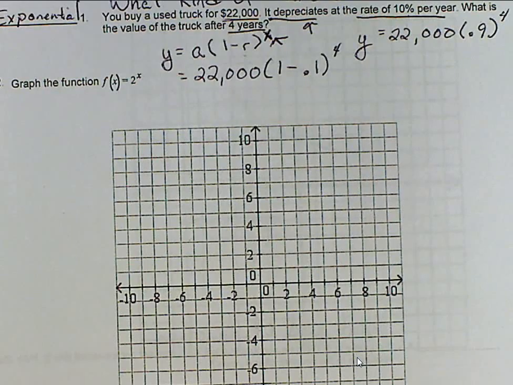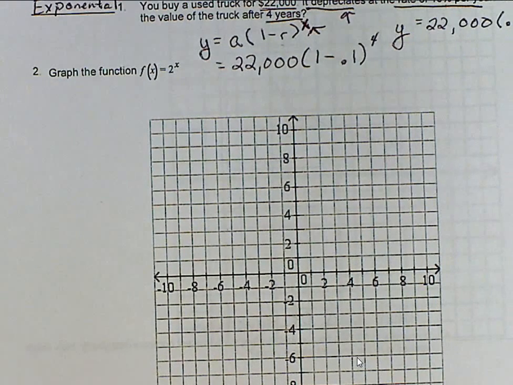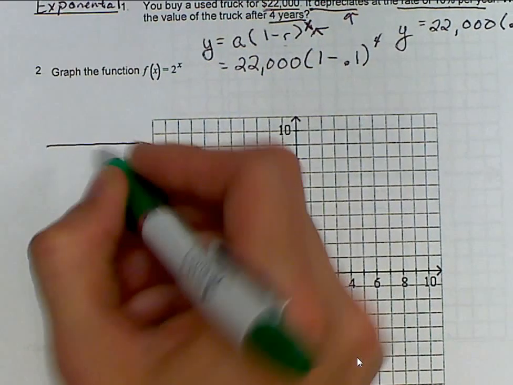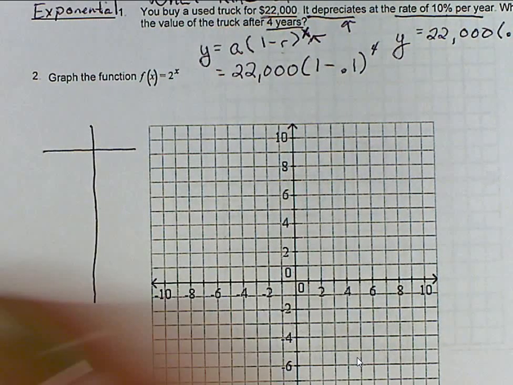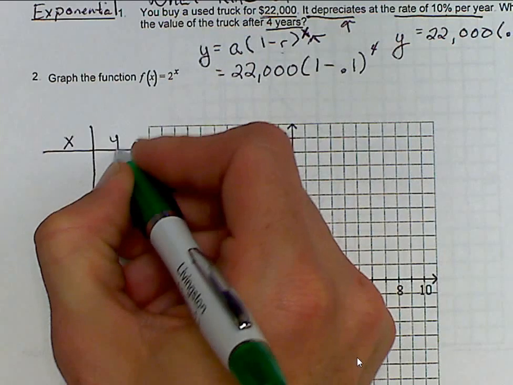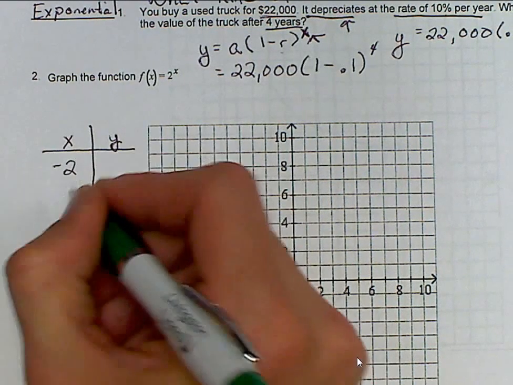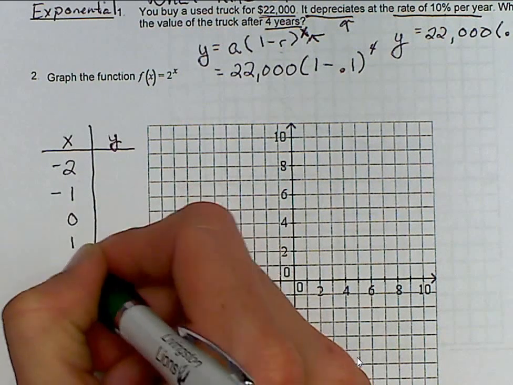Number two says graph this function. Anytime that you see the word graph and then it gives you a function, create a table and then put it in your calculator. Create a set of values, x's, and then you will find the y's when you put it in your calculator. So I'm going to just do the standard -2, -1, 0, 1, and 2.